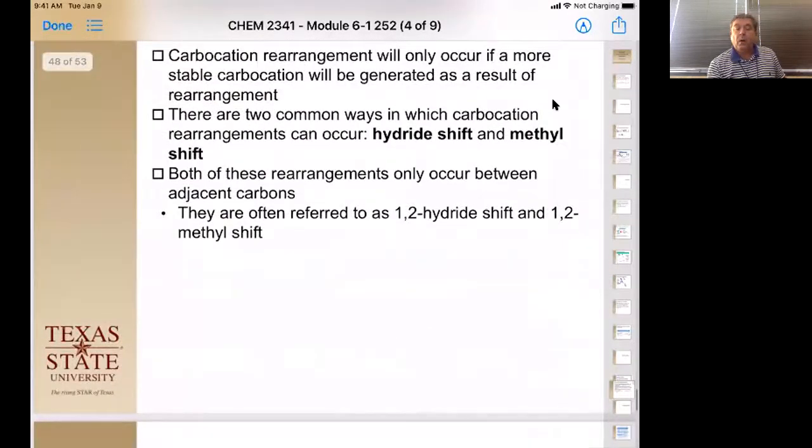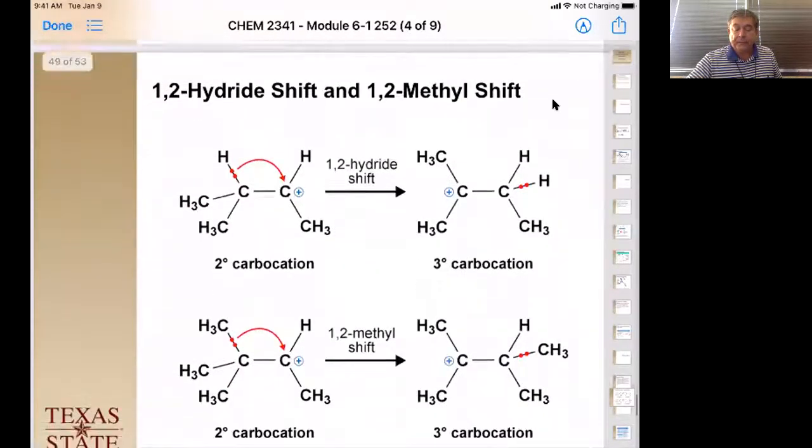Okay, or you can even do it with a methyl group. The only other thing you'll move besides a hydride and a methyl group is, if you have a ring, it'll move one of those methylenes to make a bigger and bigger ring. But think of only moving a hydrogen to make that tertiary carbocation, or moving a methyl group to make that tertiary carbocation. So what does that look like?